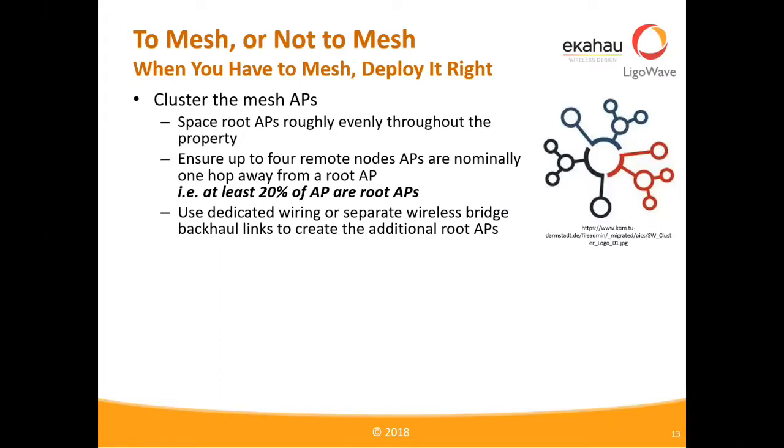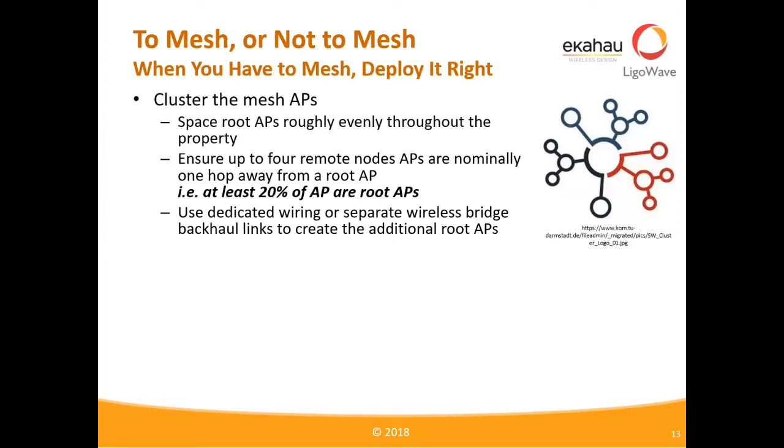But you're going to want to cluster the mesh APs, which means I'm going to space out my root APs to be roughly evenly spaced throughout the property. So I'm going to define certain APs as being root APs, and I'm going to make sure I get wired or point-to-point wireless connections to them so that they can act as root APs. And then I want to ensure that I only have up to 4 remote nodes that are nominally 1 hop away from that root AP. So what this means is that at least 20% of your APs are going to be root APs, and 80% of your node APs are nominally 1 hop away from the root.